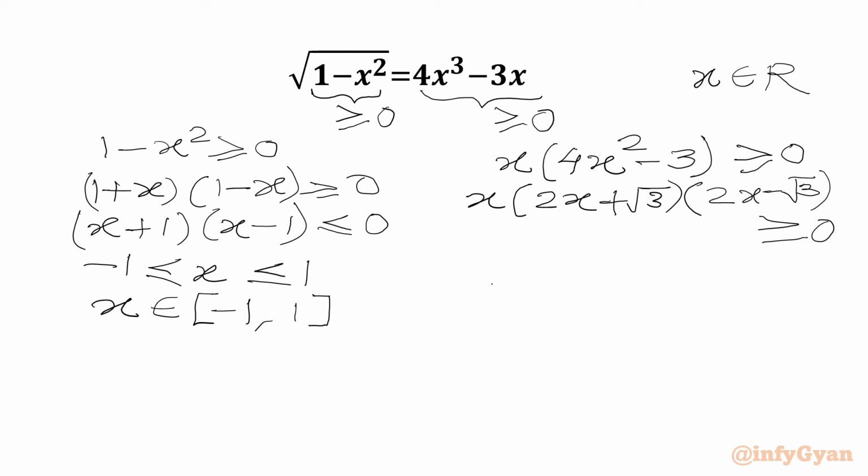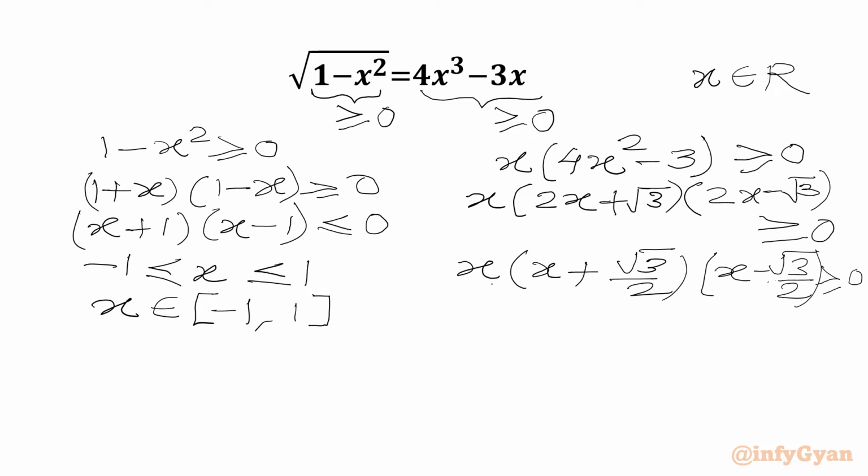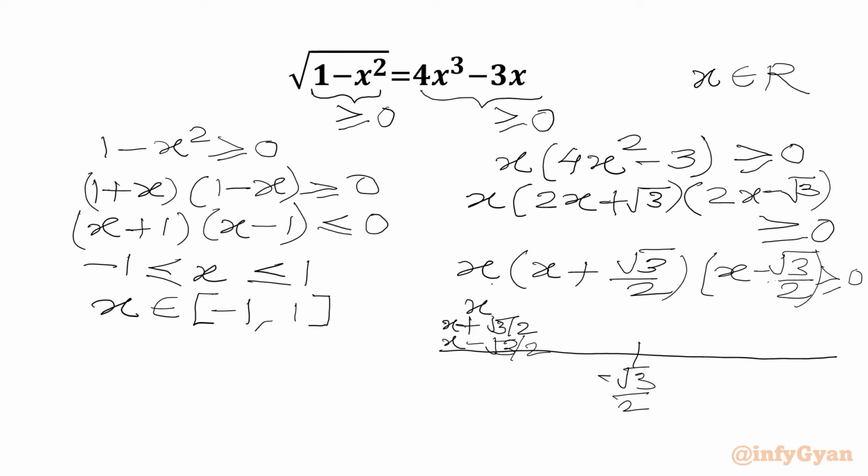Now we will divide both sides by 4. So I will get x times (x plus root 3 over 2) times (x minus root 3 over 2) must be greater than or equal to 0. Now we will use the sign convention method. I will write here x, x plus root 3 over 2, x minus root 3 over 2. Critical points are minus root 3 over 2, 0, root 3 over 2.